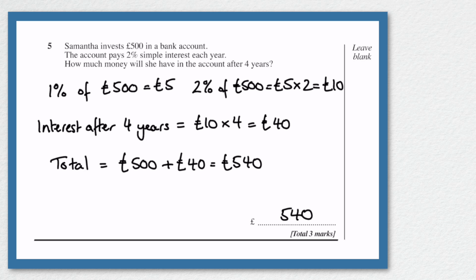For this particular question, there are 3 marks. 1 mark for correctly working out 2% of £500, another mark for working out the total interest over 4 years, that's 4 multiplied by £10, and finally 1 mark will be given for the correct answer by adding the £40 to the original investment of £500.